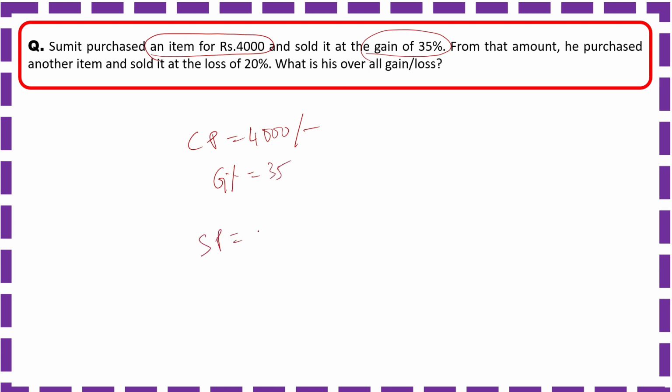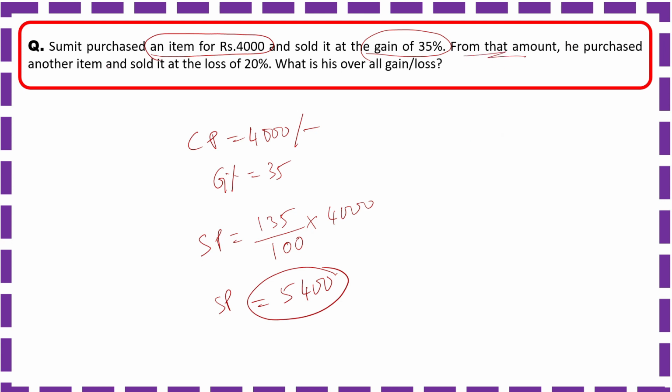Selling price is equal to (100 plus gain percent) by 100 into CP. So 100 plus 35, that is 135 by 100 into CP. What is CP? 4000. So 5400 is the SP. Now from that amount he purchased another item. So he spent 5400 and he purchased one more item, and he sold that newly purchased item at a loss of 20%.